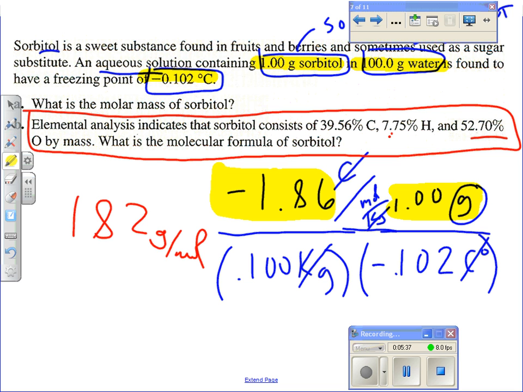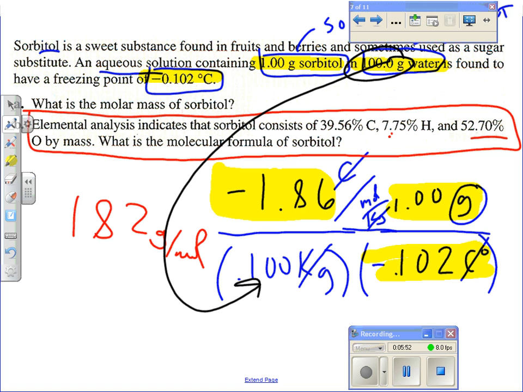The change in temperature of water: water normally freezes at 0. It's depressed, it's negative 0.102. Goes down there, so that's my delta T. Finally, the amount of solvent I have is 100 grams, which means I have 0.100 kilograms. Okay, plug that all in, and I get a molar mass of 182 grams per mole.